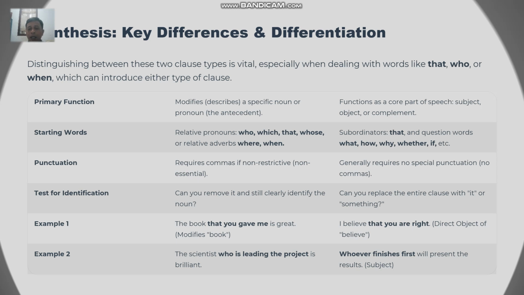Noun clauses use subordinators, that, and question words, what, how, why, whether, if, etc. Punctuation: adjective clauses require commas if non-restrictive or non-essential. Noun clauses generally require no special punctuation, no commas. Test for identification: can you remove it and still clearly identify the noun? Or can you replace the entire clause with it or something?